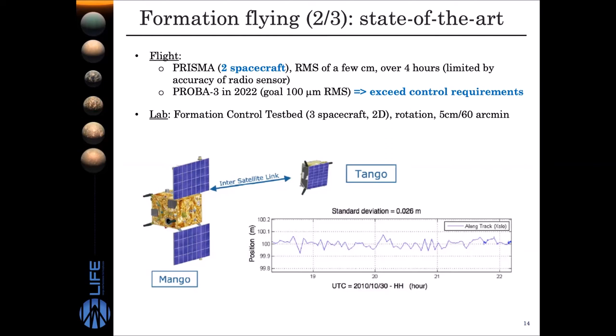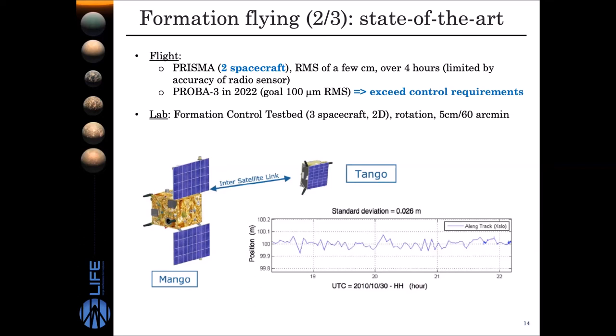In 2022, there will be an ESA mission called Proba 3 to demonstrate an even better precision of 100 micron RMS positioning accuracy between the two spacecraft. And this will exceed the control requirement on LIFE.